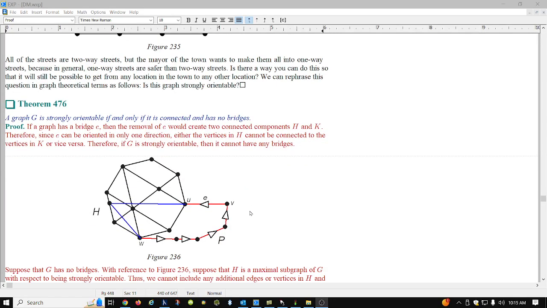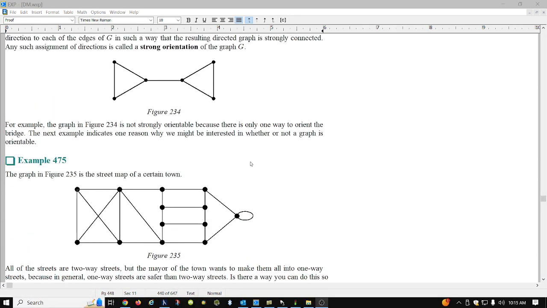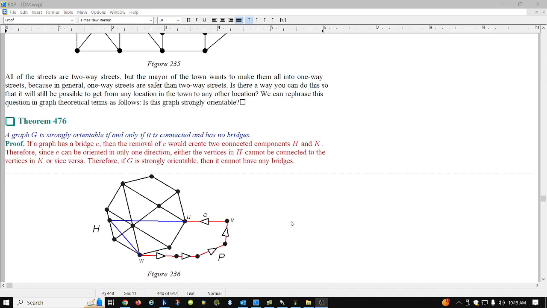A graph G is strongly orientable if and only if it is connected and has no bridges. We've already seen the trouble that a bridge can cause, and that would apply to any graph. So if a graph has a bridge E, then the removal of E would create additional connected components. Well, if it's connected, it would be two components.